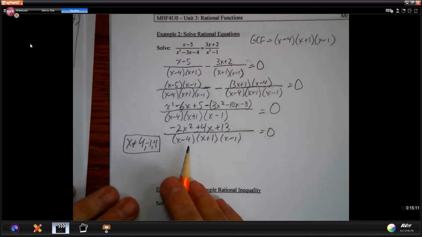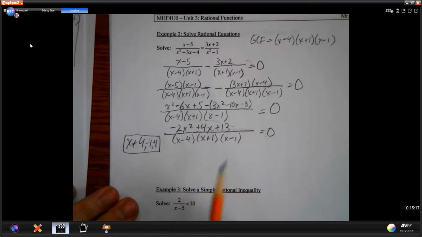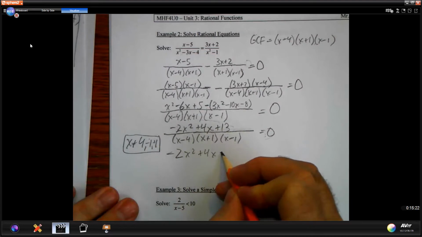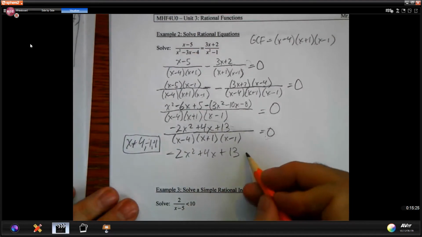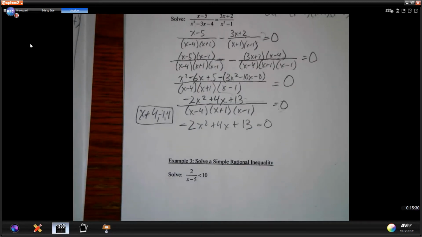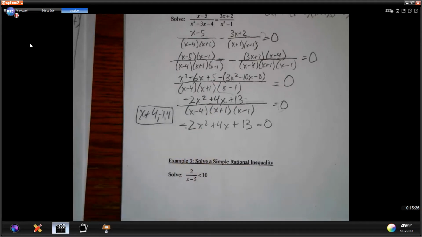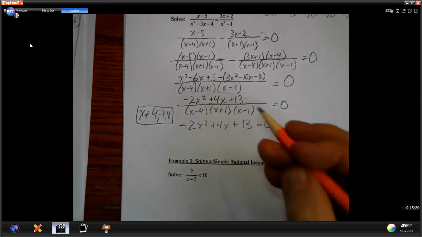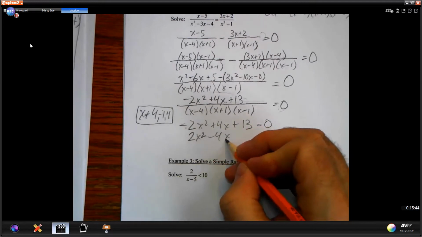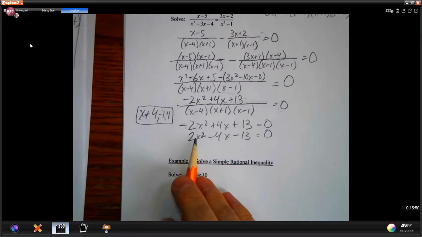So I'm just going to rewrite it as the numerator equal to 0, because we want the numerator to equal 0. So at this point, the denominator is not needed, other than to note the restrictions. Okay, now anytime I see a negative sign for the x squared, I basically multiply both sides by -1, just for better factoring. So basically all the signs flip. 0 stays as 0.